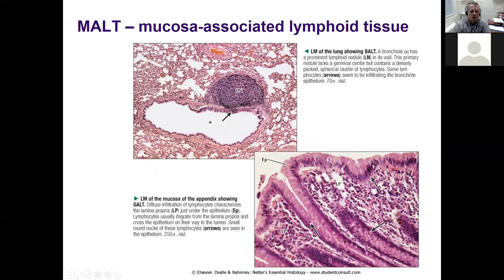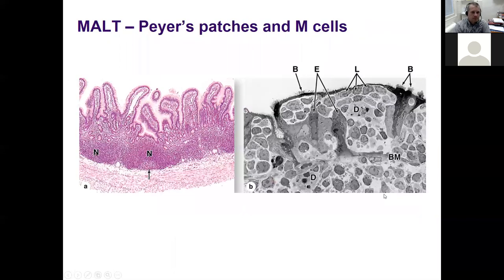The mucosa-associated lymphoid tissue can look like that. Here is one example from the lungs. This is a bronchus, and this is one of the lymphoid follicles with the immune cells. Lymphoid part of the mucosa-associated lymphoid tissue is also a population of individual lymphocytes that are scattered in this layer of the appendix or anywhere in the GIT. These are individual lymphocytes in the lamina propria, right? Sometimes the lymphoid follicles are aggregated, and we call it Peyer's patches. Here is one of the M cells with that intracellular pocket.